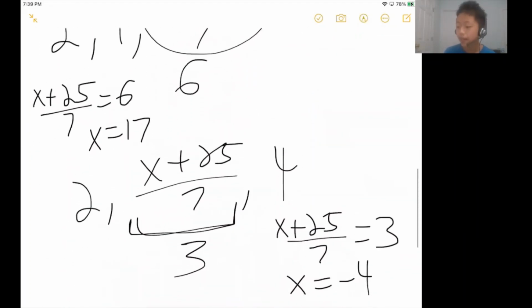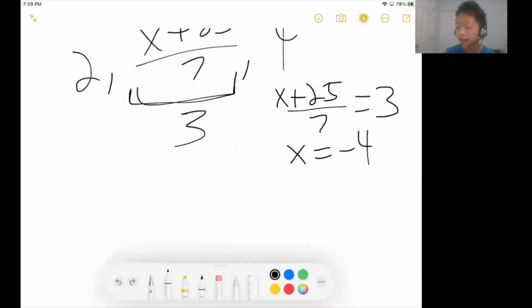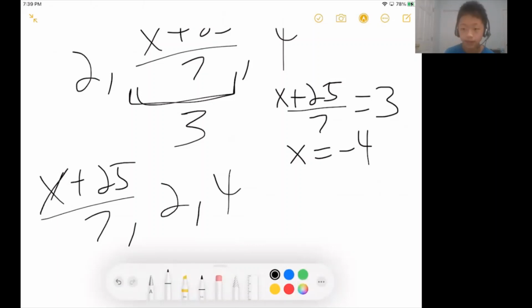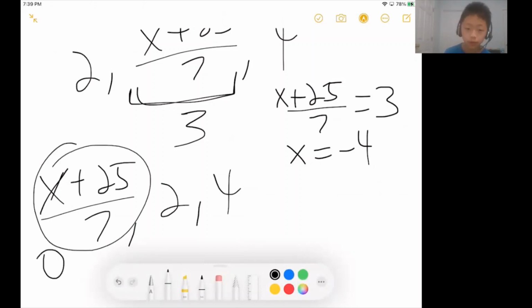Similarly, you can use similar logic and find that if you have (x + 25)/7, 2, 4, this is also a possibility. If (x + 25)/7 is equal to 0, since 0, 2, 4 also forms an arithmetic progression, then you get x is -25. And using similar reasoning, this also doesn't work.